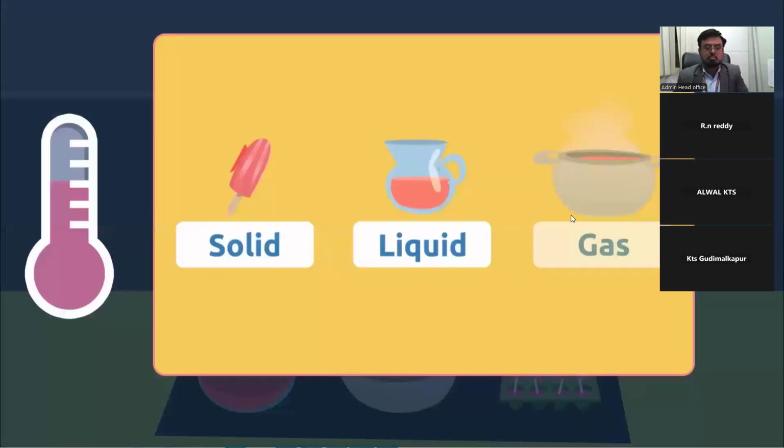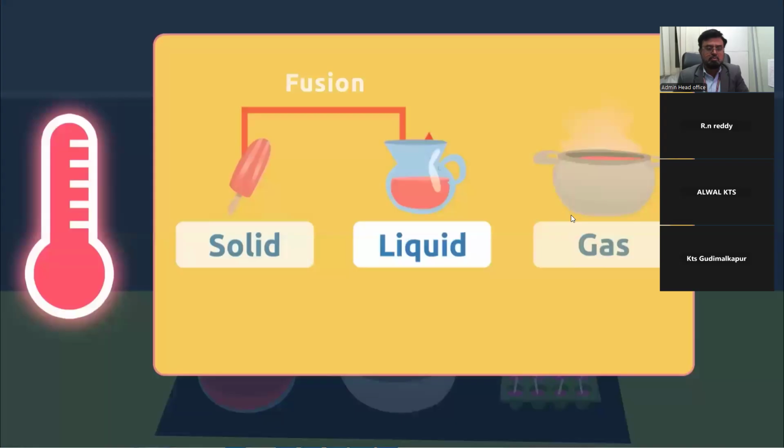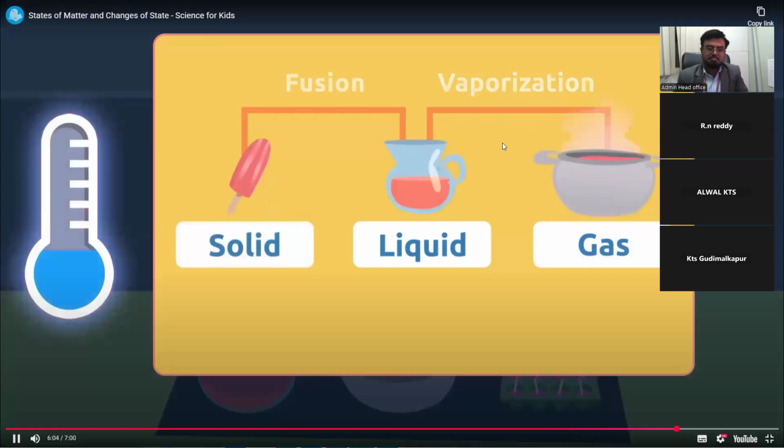If we heat solid matter, it becomes a liquid. We call this process fusion. If we heat liquid matter, it becomes a gas. We call this process vaporization. These 2 processes can occur the other way around. That happens when we cool matter instead of applying heat.